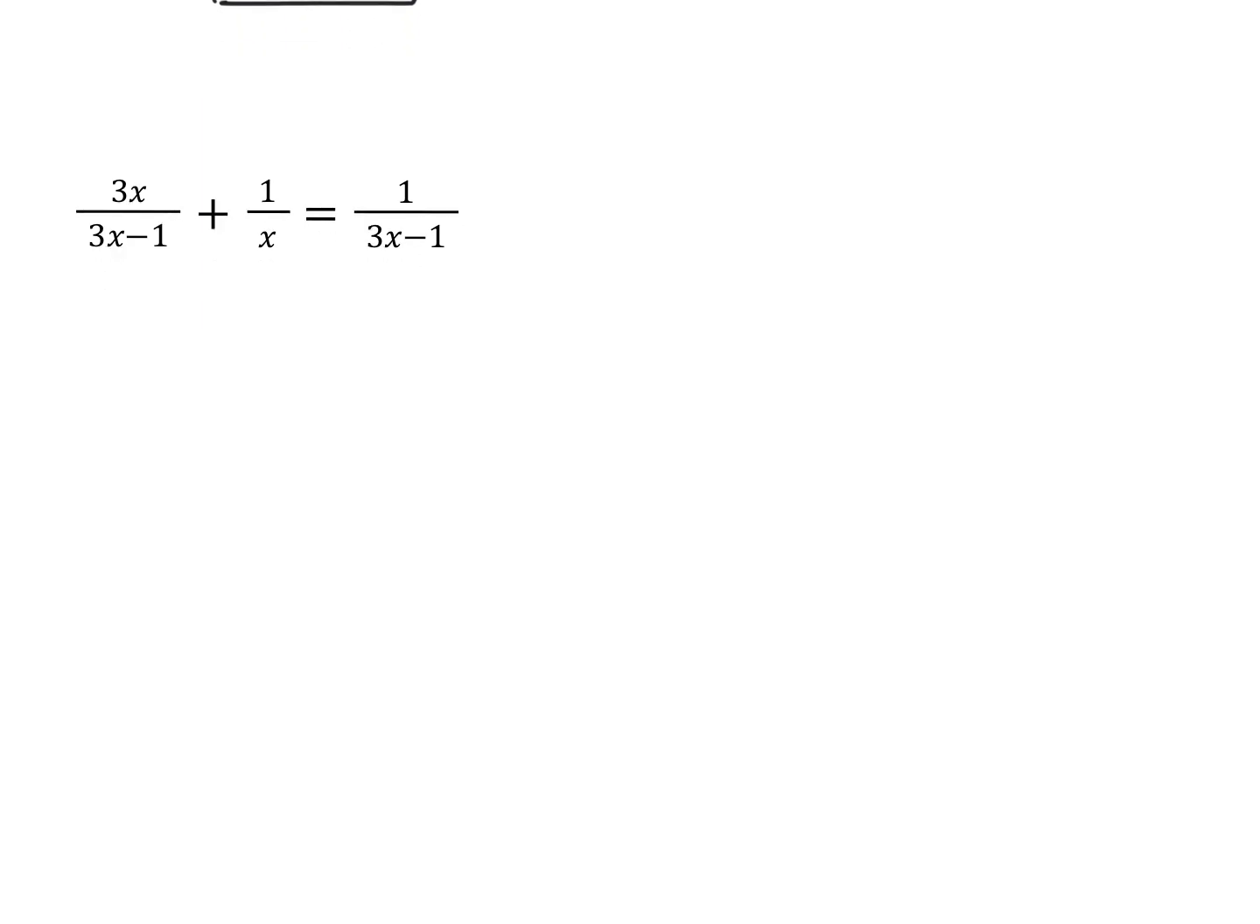In our third example, we have 3x over 3x minus 1 plus 1 over x equals 1 over 3x minus 1. So again, all of my denominators are factored. So my LCD is going to be x times 3x minus 1. So when I multiply my numerators by my LCD, in my first fraction, the 3x minus 1 is going to cancel.